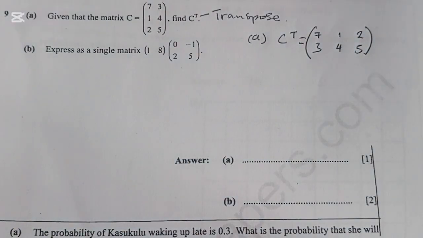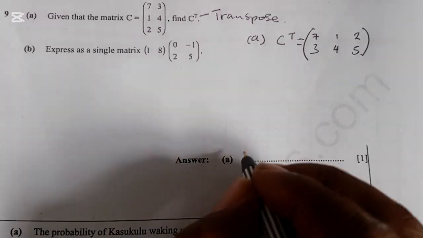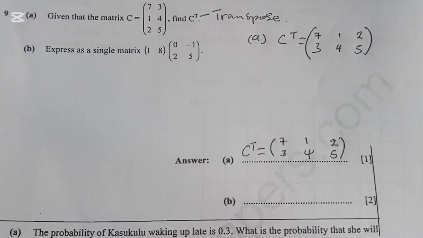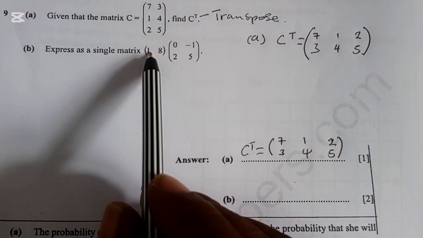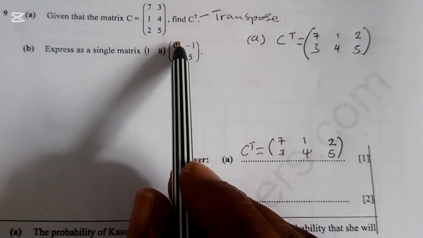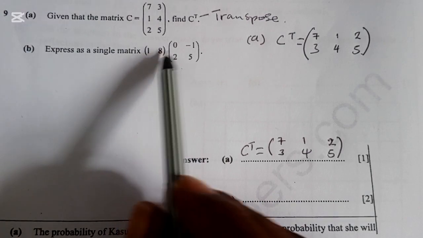So this is the transpose of matrix C. B expressed as a single matrix. So how do we express this one as a single matrix? So this is multiplication. So how do we multiply matrices? So we multiply a row times a column. A row times a column.